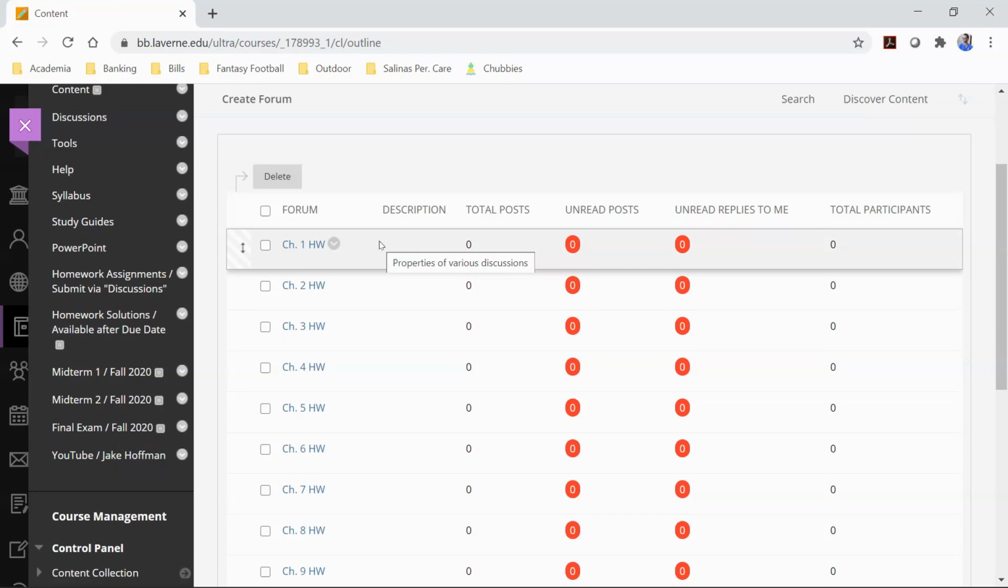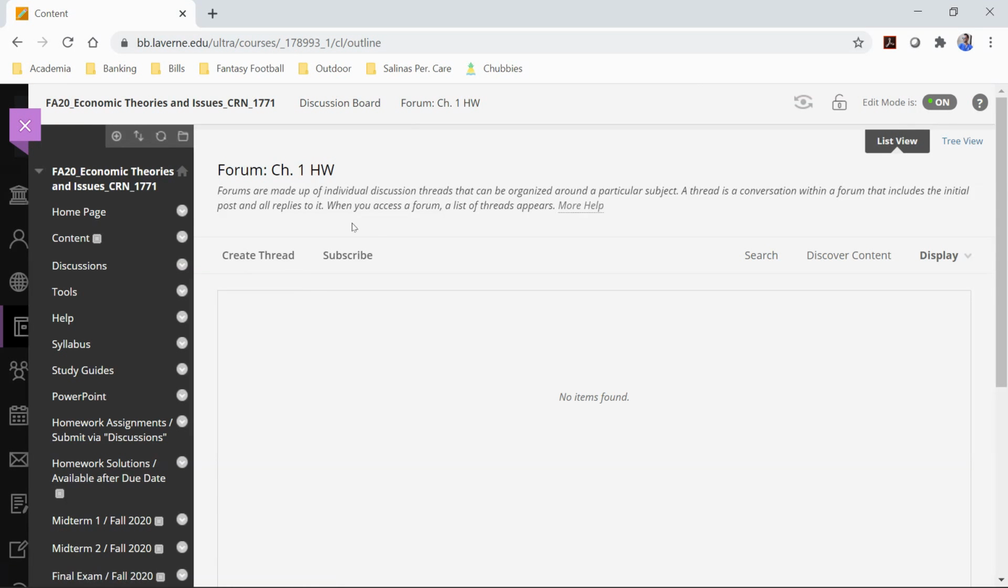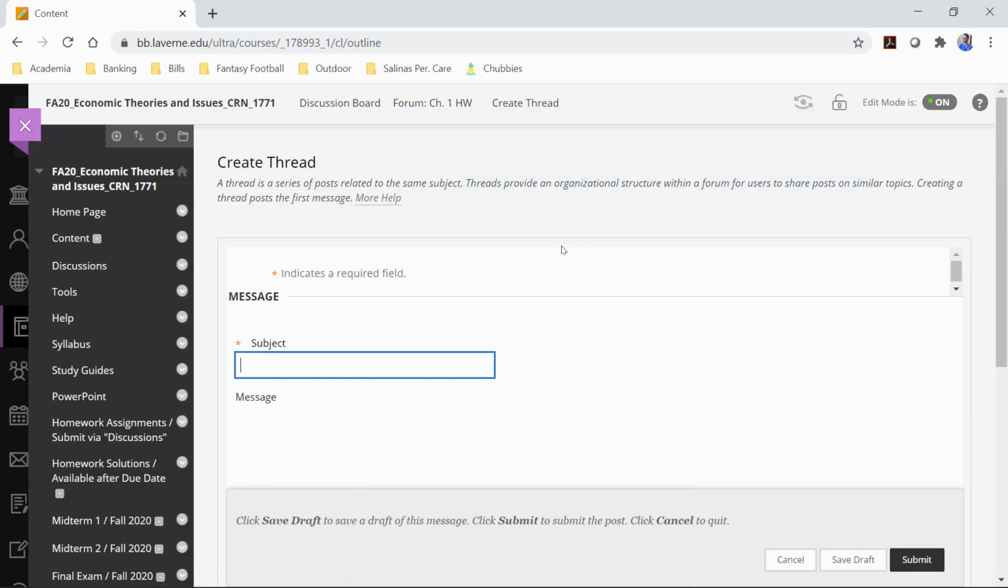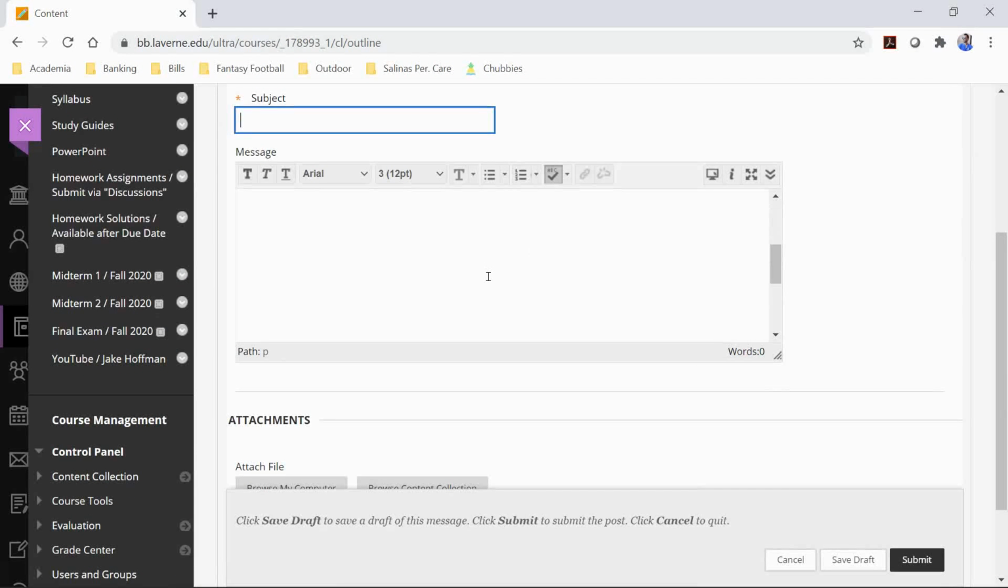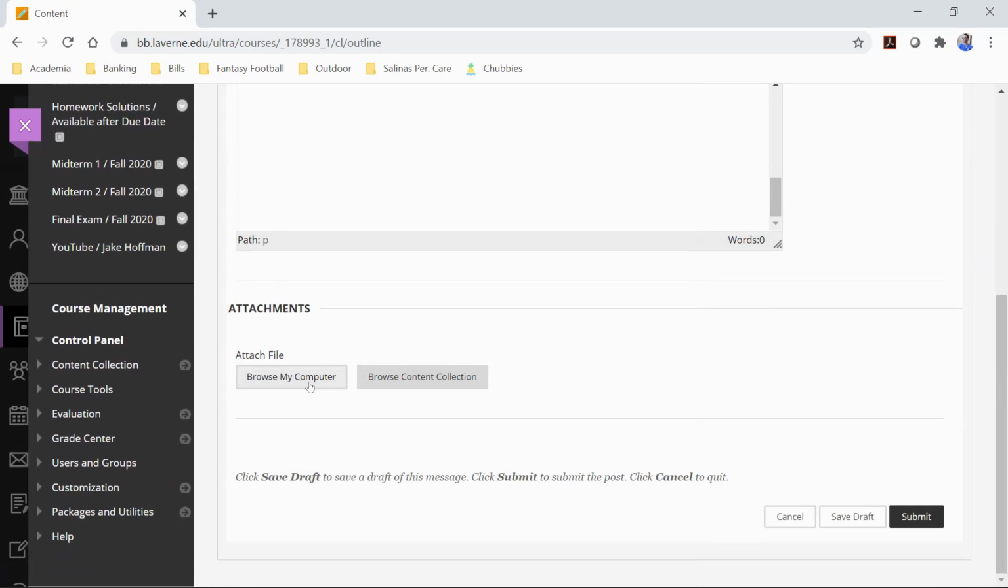Assuming we get through everything today, your homeworks for next week will be chapter 1 and chapter 2. To finish your homework, you just go to the appropriate section, the chapter 1 homework, and click on create thread. You can add an attachment, and usually I like the students to do their homework as a Word document or a PDF if you can. Those are the preferred types for turning in your homework.